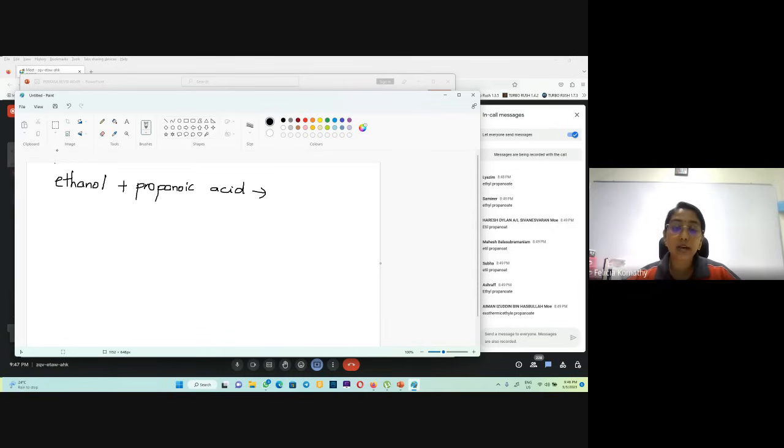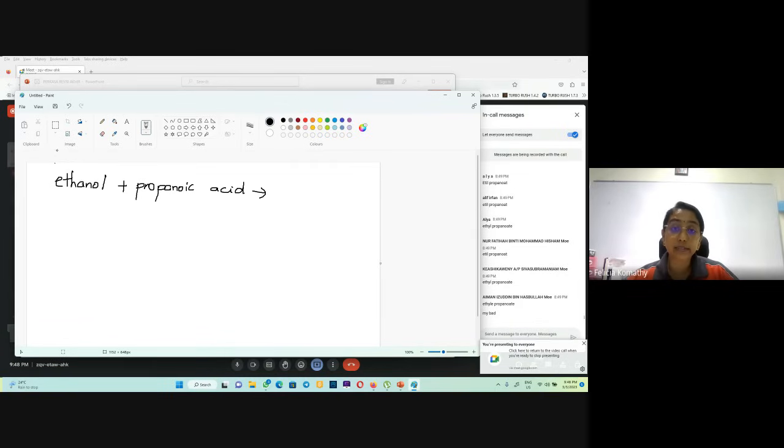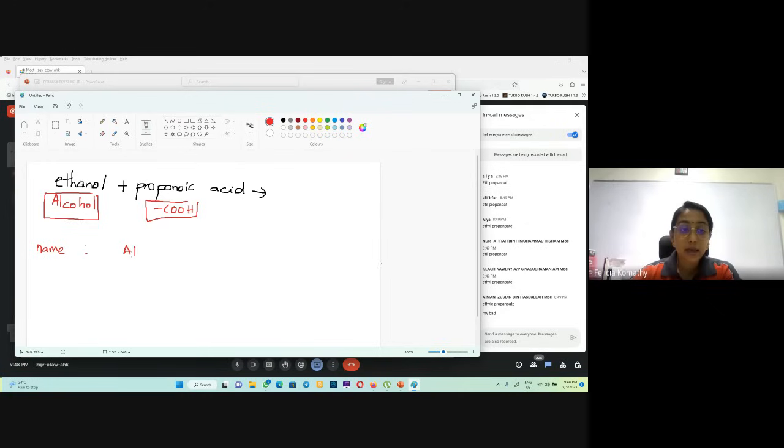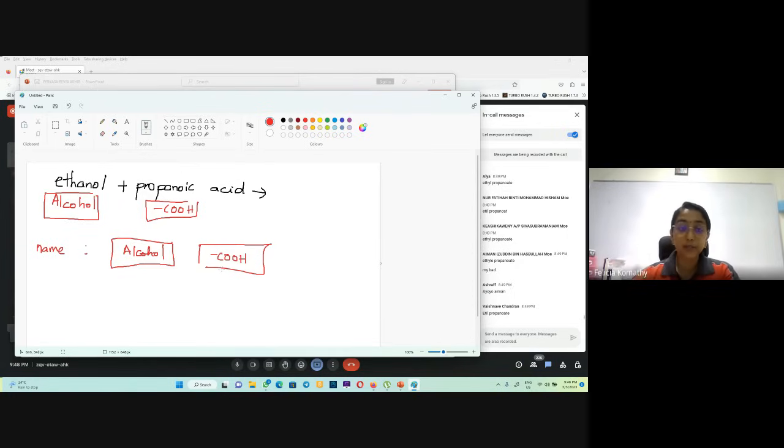Okay, students, how to name for ester? Remember, ini adalah alcohol. Yang ini adalah part carboxylic acid. Betul? Okay. For the name of ester, remember, alcohol part come first, then only carboxylic part. Okay, ester mesti ada dua nama.